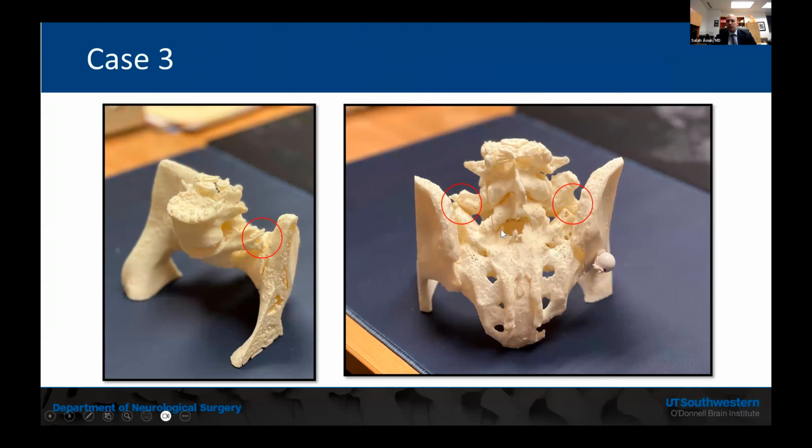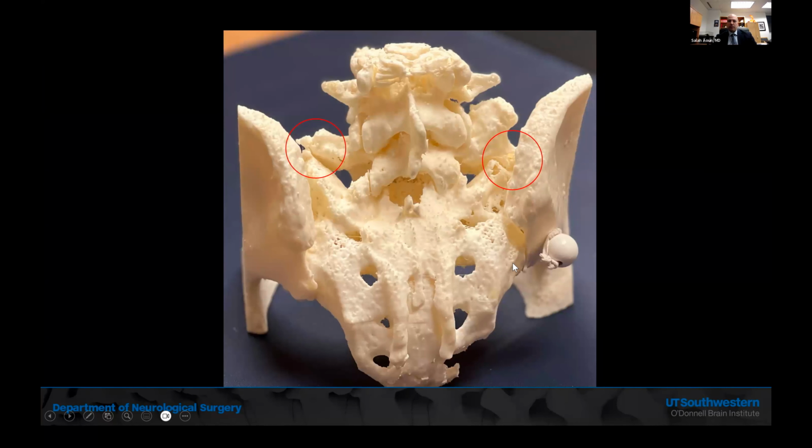So we 3D printed that model. And it was really nice to see that articulation both in the coronal plane and on the lateral plane. And you can see how she has that happening on both sides. She has a few sesamoid bones too. That's a sign of chronic friction there. And we showed that to the patient, just to explain to her what was happening.